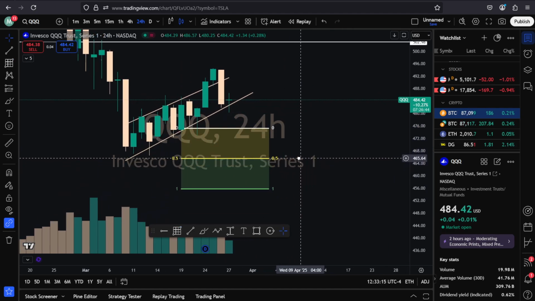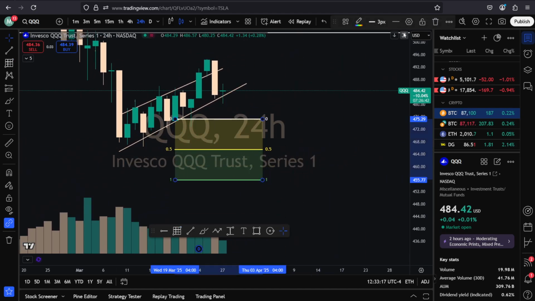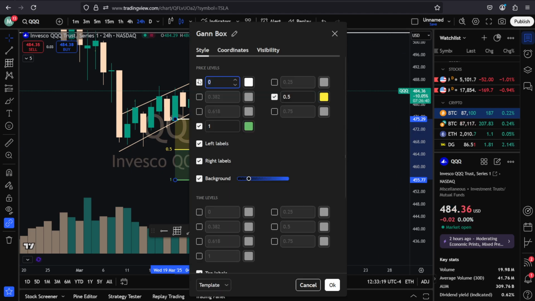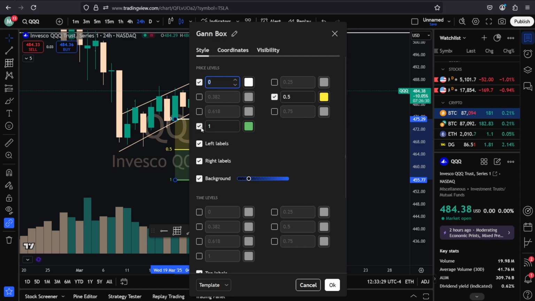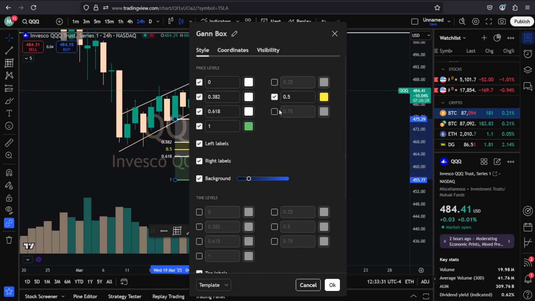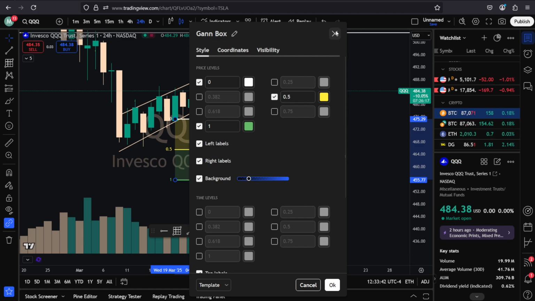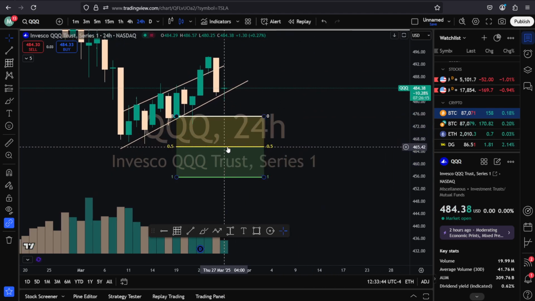Once you put the box on your screen, click the box, go to settings. In the settings, you have 0, 0.5, and 1 active. That is it, 0, 0.5, and 1. This is under style. You should have a check next to these 3. If you put on the other 4, it just turns into a Fib retracement. All we're looking for is the 0, 0.5, and 1, and you make it whatever color you want. I have it green, yellow, and white. And this is what it should look like.